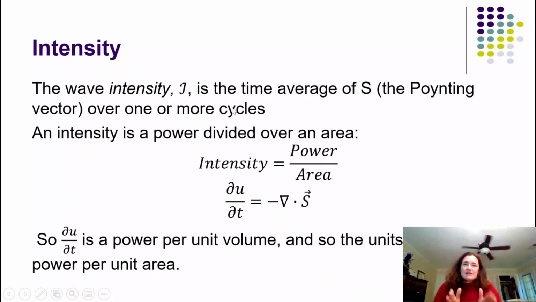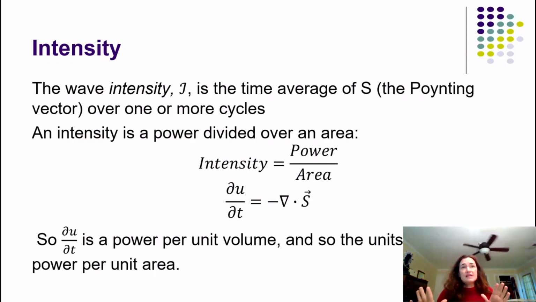Now, if you think about it, this actually makes sense. Remember, S varies in time, okay? The value of your Poynting vector is not the same at any given time. It oscillates. And so, really, you don't want to know what the Poynting vector is at any given time so much. Really, you want to know what the average value of it is to know how much energy in general is going on. So it makes sense that you'd be more interested in the intensity.